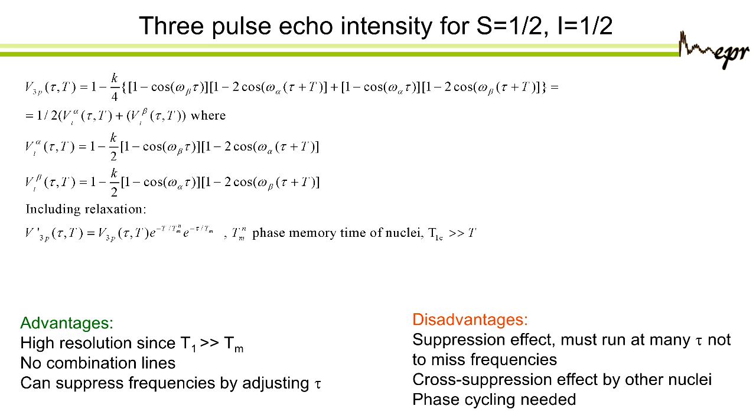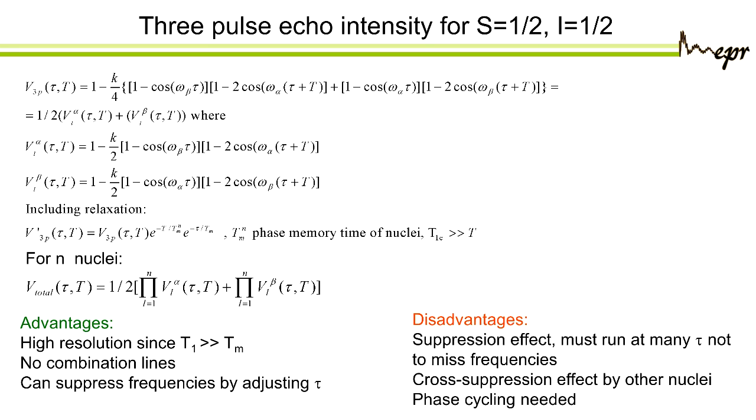The disadvantages are the suppression effect and the need to run many taus. And sometimes, if you have one nucleus that induces very strong modulation, it kills the other, and you need phase cycling. Now it's not a big deal, but years ago, when all spectrometers were home built, adding phase cycling was a big thing. Now it's standard.